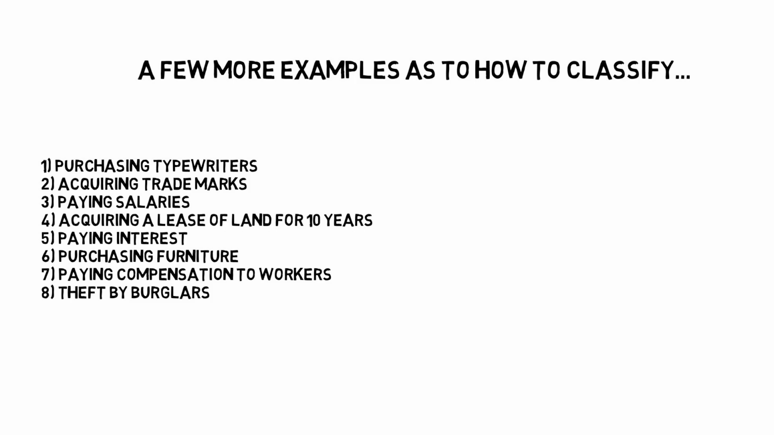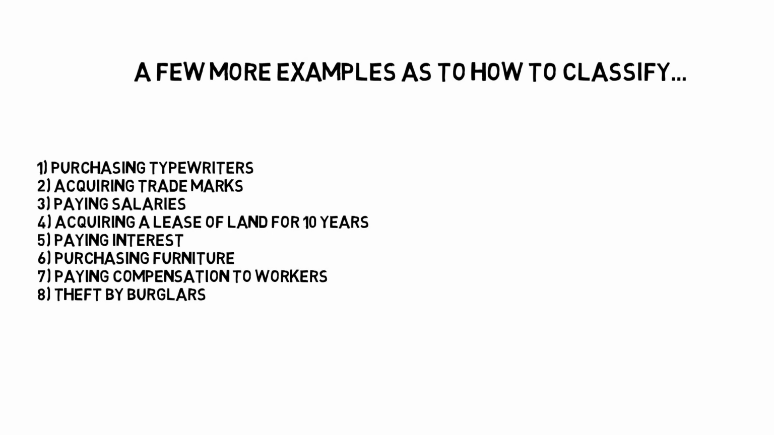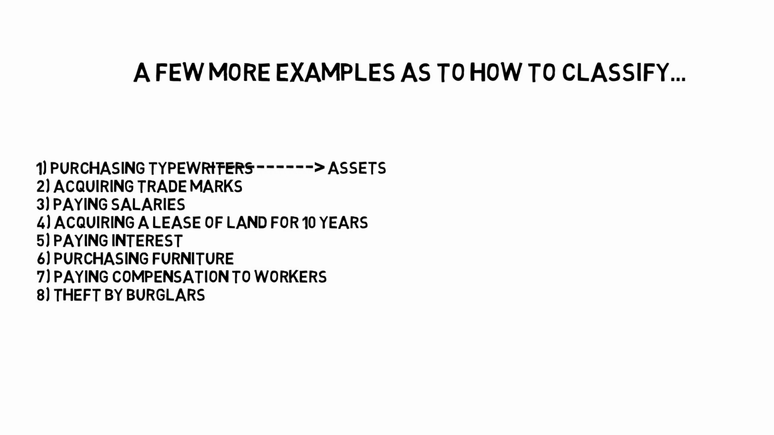So let us try to understand what each of these items are and how you classify them. When you're purchasing a typewriter, it is an asset because you're going to use the typewriter in the business. So all assets are real accounts. Then you have acquiring trademarks, which you're going to use as part of your business. You're going to put a trademark on any product or service that you provide, or label a trademark on your products in the packaging. So when you use a trademark, it becomes an asset. Hence it's a real account.